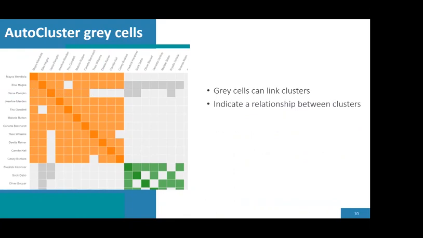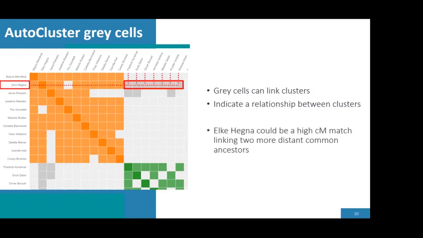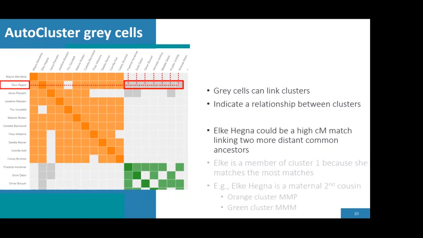You can also see some gray cells in the chart, and as was indicated in the previous presentation, that can be quite an indication of endogamy. But in some cases, the gray cells can also link clusters, can indicate a relationship between those clusters. For instance, match Elke Hegna could be a high centimorgan match that links two branches of your family. Elke Hegna matches quite a few matches in the green cluster, so she could have been a member of that cluster as well. However, since she matches even more members in the orange cluster, the algorithm has placed her in the orange cluster. She could have been, for instance, a maternal second cousin, and the orange cluster could be a maternal branch, while the maternal branch of your family is linked to the green cluster. Elke is a maternal match and therefore is a member of both groups.